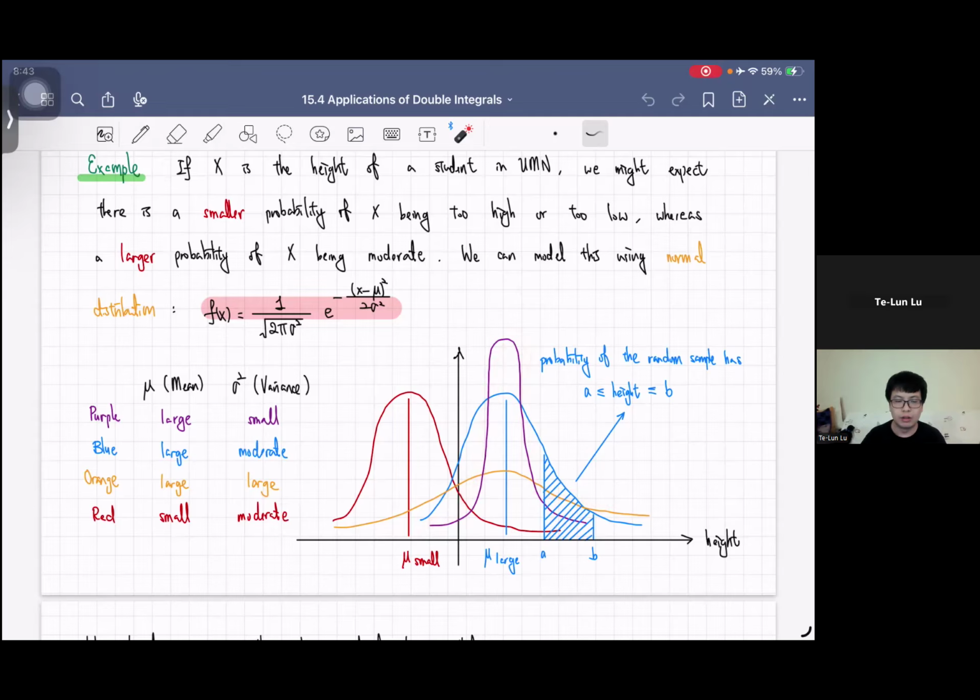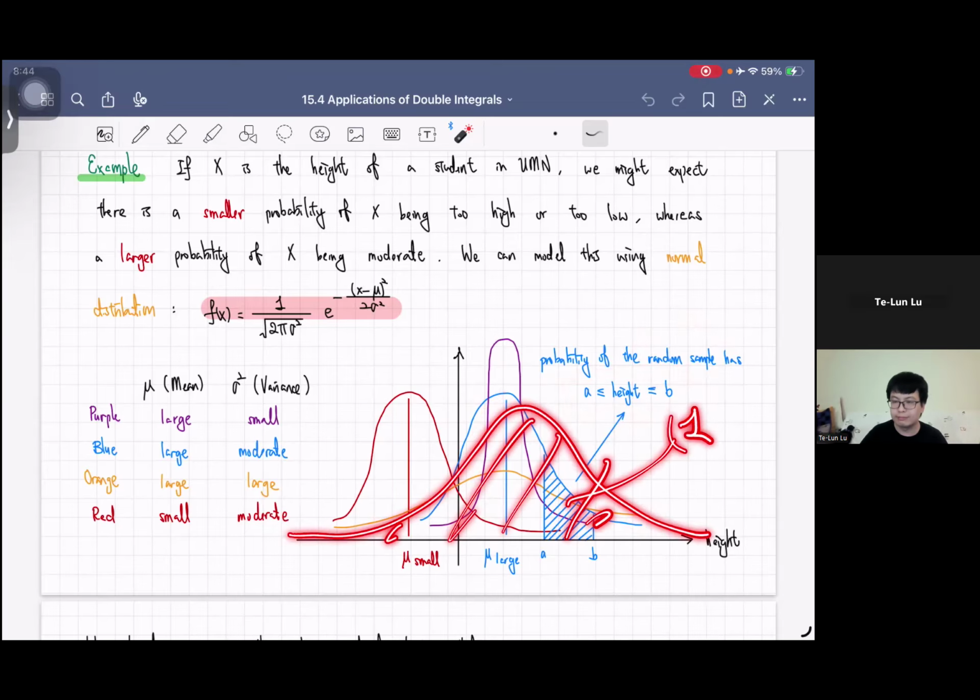Okay? So as I mentioned here, the area below this curve represents the probability of the height. So in this case, if we choose A and B, then this area will be the probability of this random sample having height between A and B. Okay. So the value of this curve itself does not have any meaning, but the area below that curve is the probability. So for example, the whole area under the curve should be what by definition?